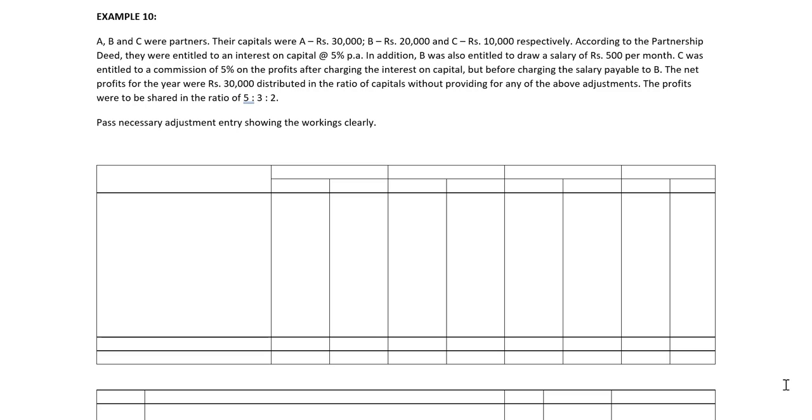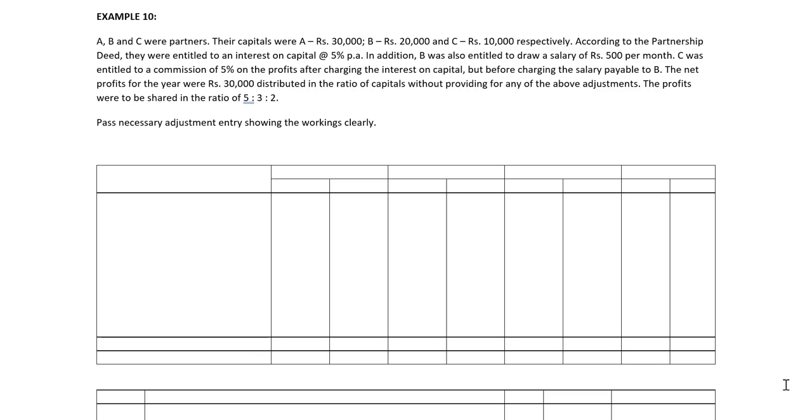The net profits for the year were rupees 30,000. This was distributed in the ratio of the capitals without providing for any of the above adjustments. The profits, however, were to be shared in the ratio of 5:3:2. Pass necessary adjustment entry showing the workings clearly.